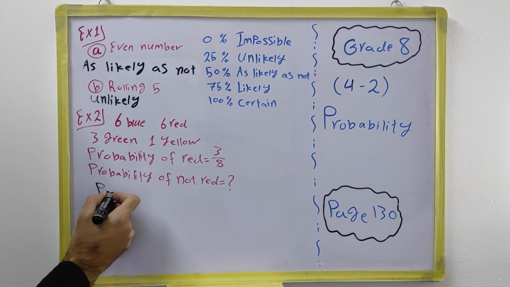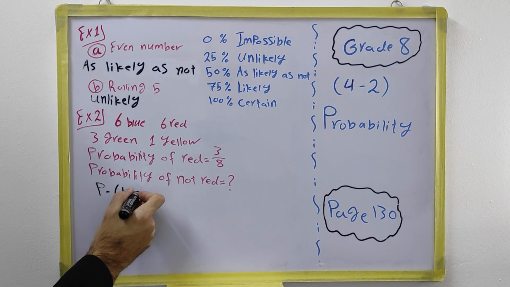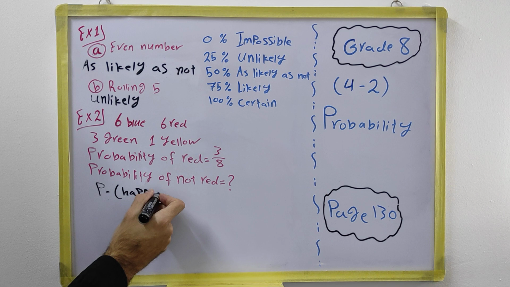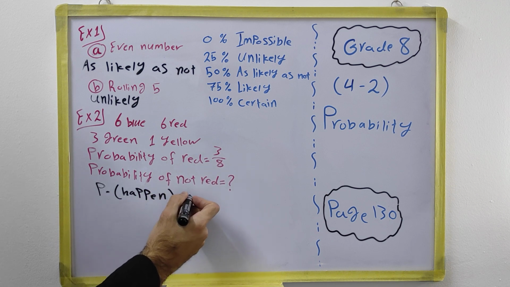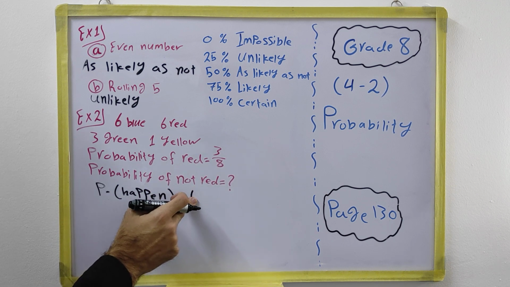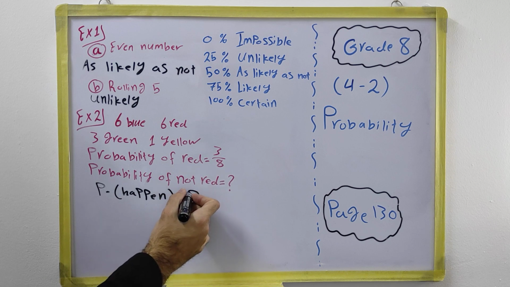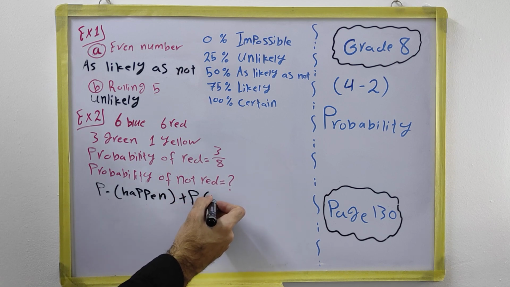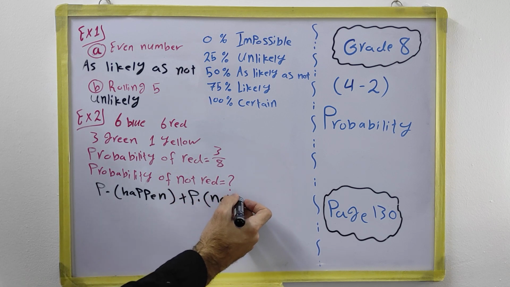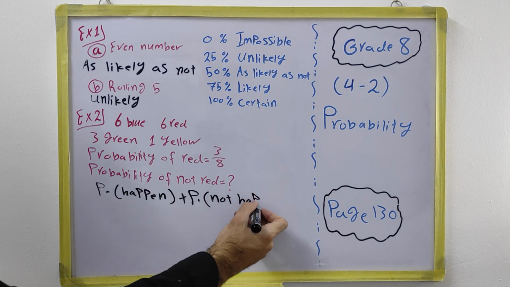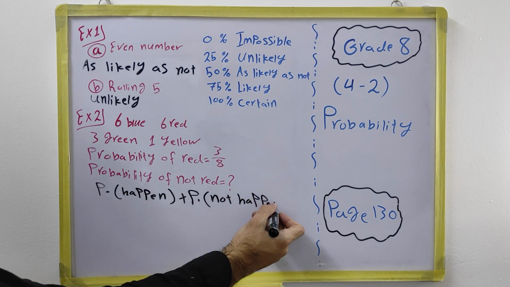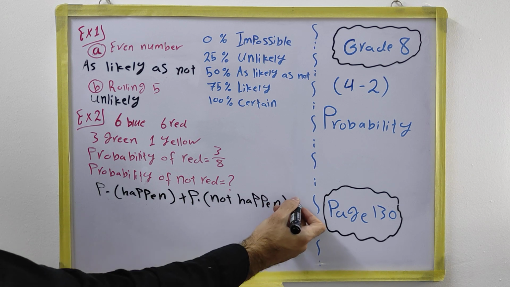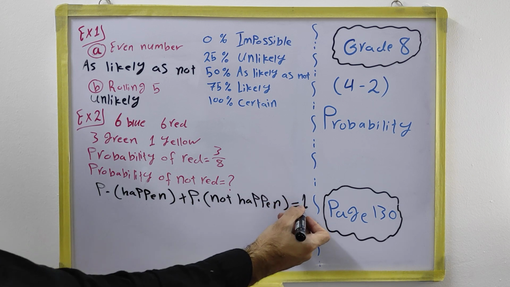P, probability of something to happen, plus probability of something to not happen, together equals 1.